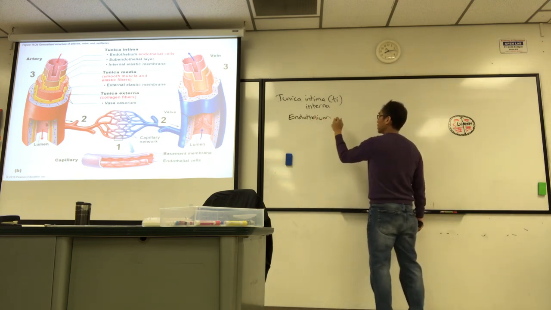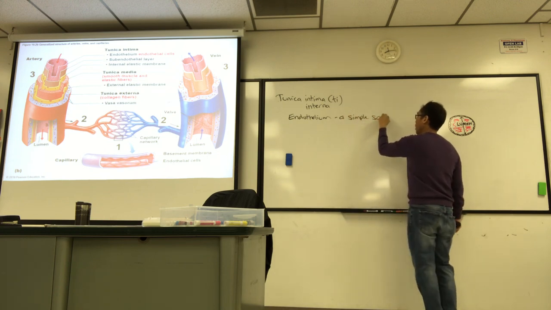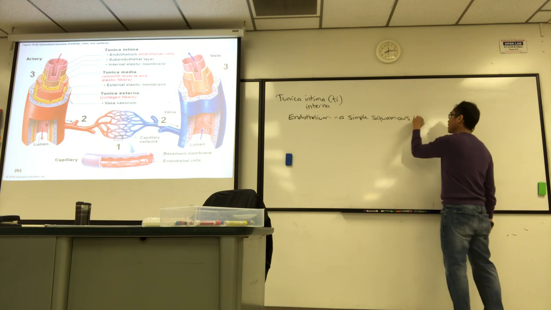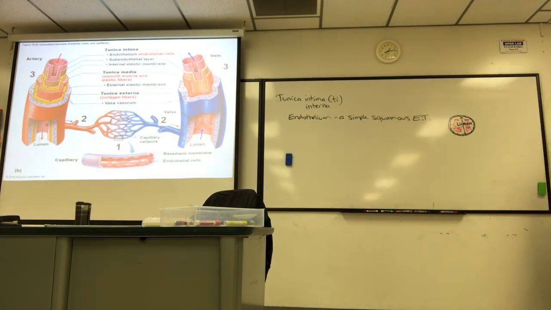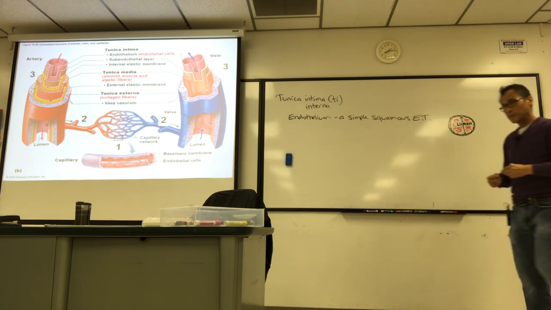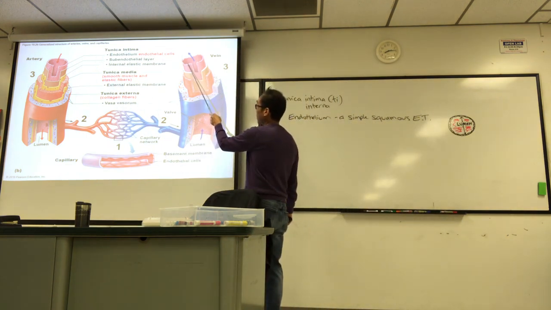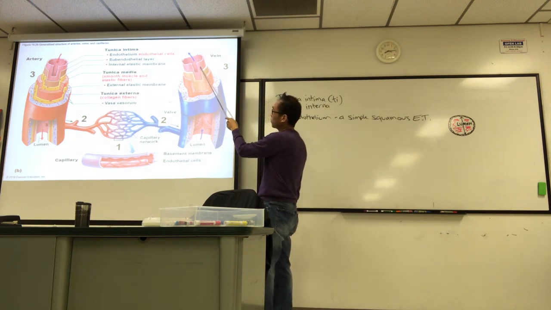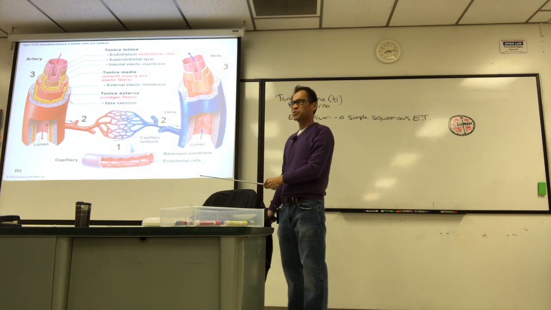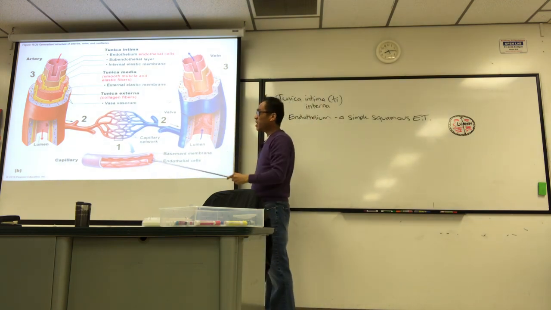It is basically a simple squamous epithelial tissue. And you can see it on the picture too. I want to make sure you're looking at what I'm drawing there. So that I drew that. See how I like to draw the endothelial cells? It was always described to me as a cobblestone street, cobbled together. It's a pretty continuous layer.